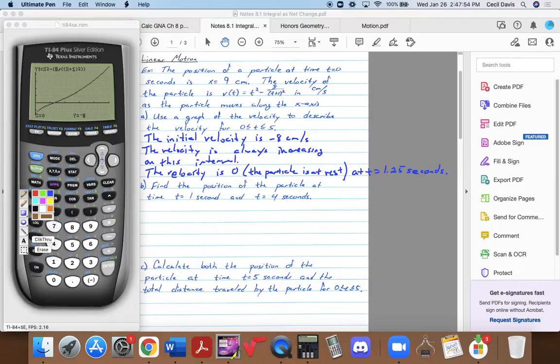And it sometimes bothers students when they see that. They're like, well, what do you mean it's at rest? It just went right through. Well, for that 1 instant in time, it wasn't moving.